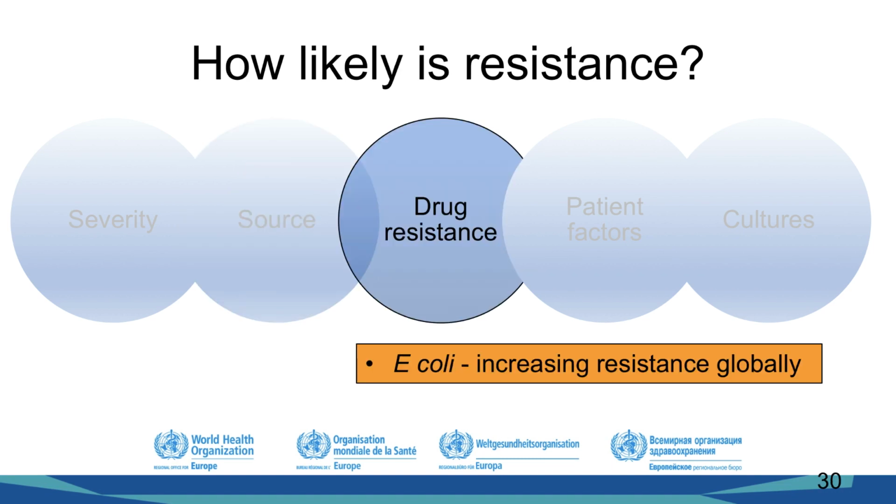Next, how likely is the infection due to a drug-resistant organism? In many parts of the world, E. coli is increasingly resistant to antibiotics, such as trimethoprim sulfamethoxazole, also called cotrimoxazole, commonly used to treat lower urinary tract infections. Appropriately constructed local cumulative antibiograms can provide insight regarding the prevalence of E. coli's resistance to commonly used antibiotics in your community.